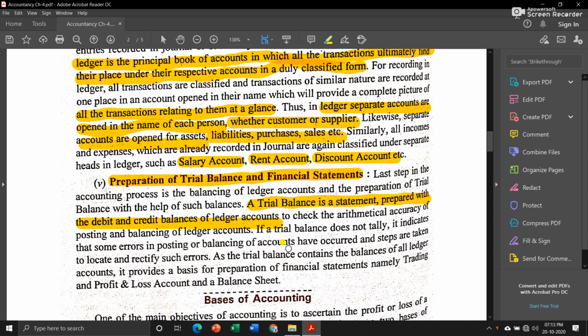Means after preparing ledger you will close down each and every account, and from that we will find whether the account is showing debit balance or credit balance. If an account is showing debit balance, then we will record it in the debit side of trial balance, and if any account is showing credit balance, then we will record it in the credit side of trial balance.